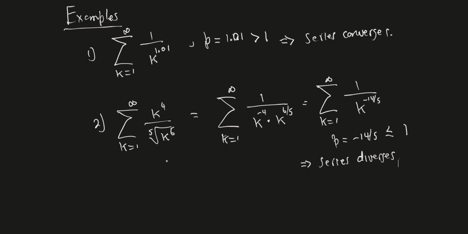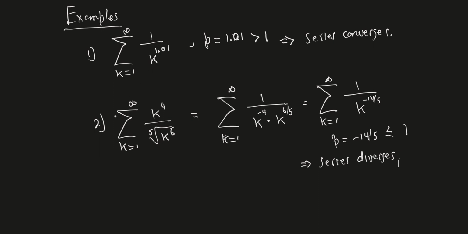But in the case where it converges, we don't always know what it converges to. There are some values of p for which we know, in fact, when p is a positive even integer, there are lots of interesting formulas that you get. But in general, we don't know. So for instance, this one right here, 1 over k to the 1.01, we don't know what it converges to, but we just know that it does converge.